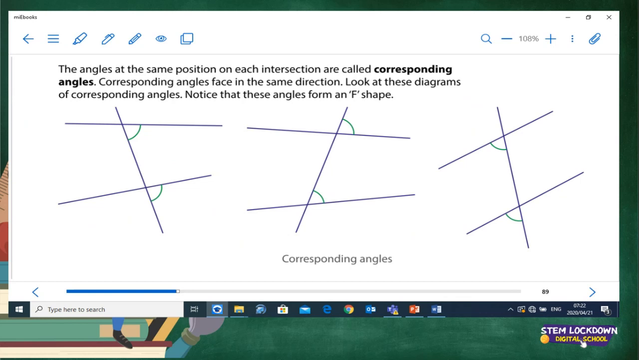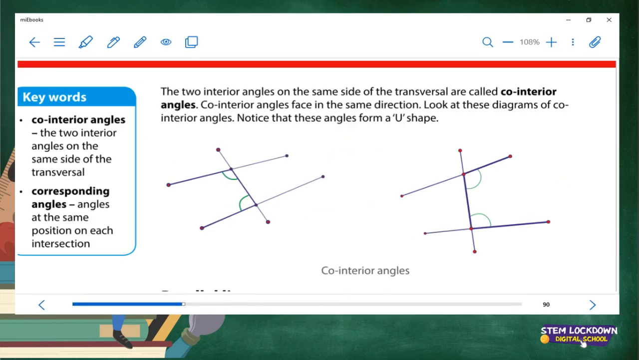Now, let's carry on. We have also looked at the interior angle. And we say that the co-interior angles are also formed when the transversal cuts the two other sides. And these angles have to be inside of the diagram. In other words, they need to form a U shape, as you can see in the picture here.